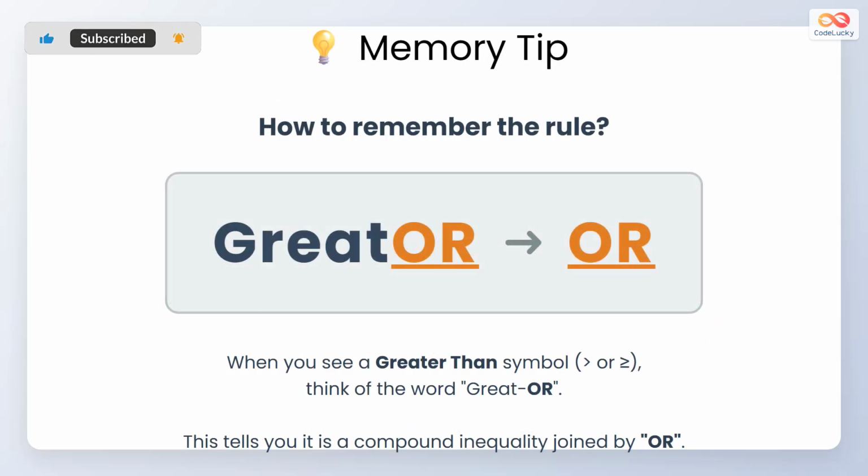A very helpful trick to remember how to solve these problems is the mnemonic GreatOR. When you see a greater than symbol, think of the word GreatOR. This reminds you that the problem will split into a compound inequality using the word OR. This is different from less than problems, which use AND.